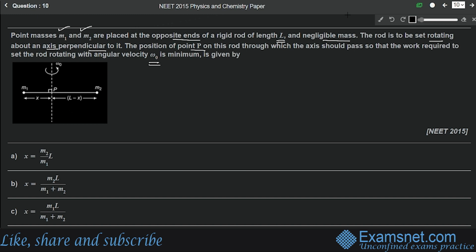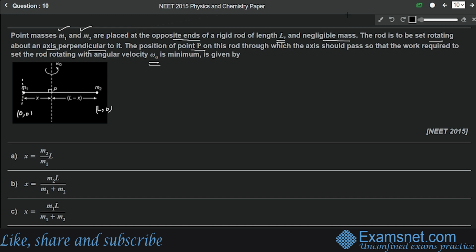Okay. So we have these two masses m1 and m2. Okay, these are point masses. Let's assume that m1 is at the origin, so its position will be 0, 0. And m2 is at a distance L from m1, so its position will be L, 0. Okay, y is 0, and x is 0 for m1 and L for m2, because the length of this rod is L. Now you can see that the axis is passing through a point P which is at a distance x from m1 and at a distance L minus x from m2.